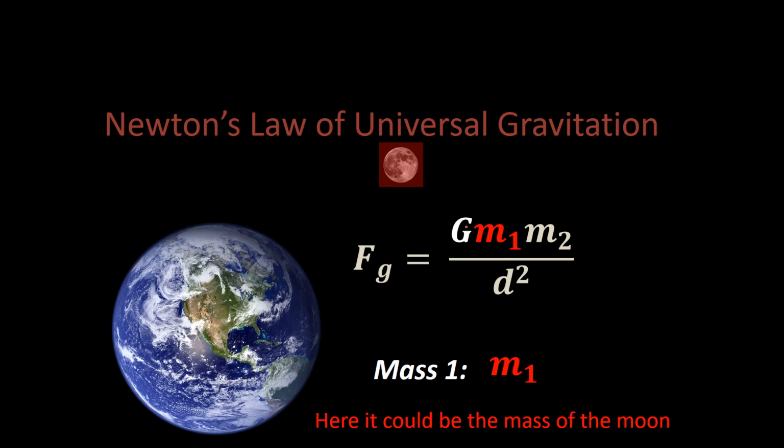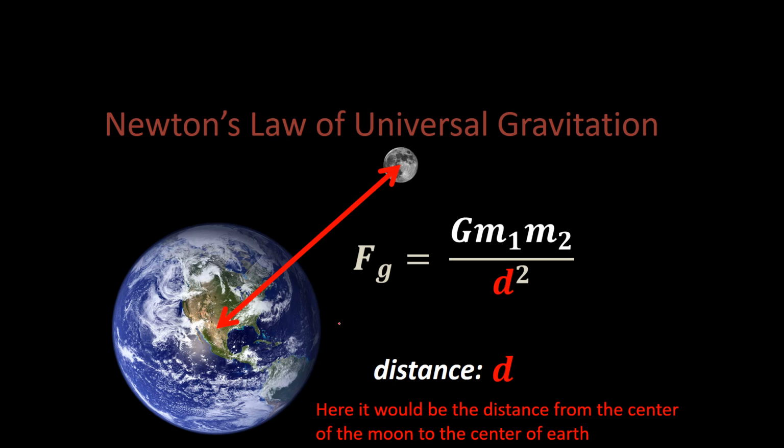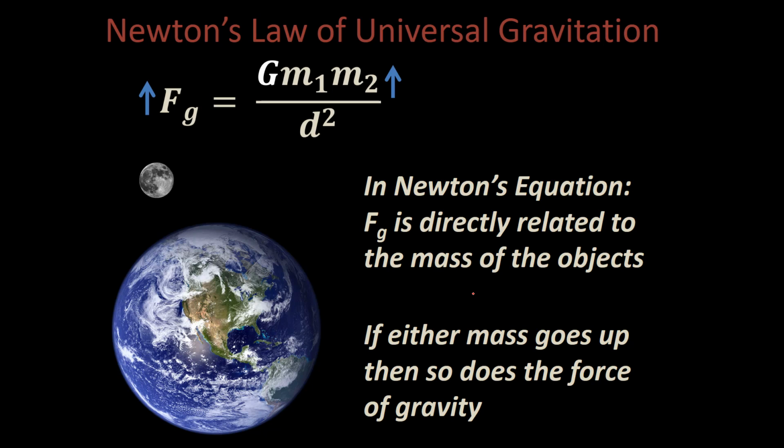And just looking back at the equation, I already mentioned it earlier, mass 1 could be the Moon, mass 2 could be the Earth, the distance between the two would be there, and we can plug in all our values and figure out what the force of gravity between the Earth and the Moon is.